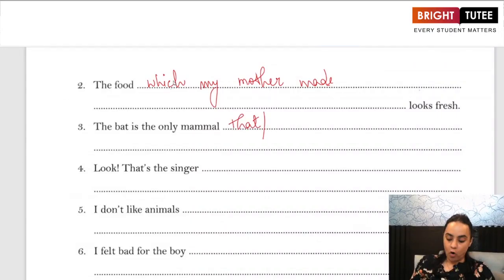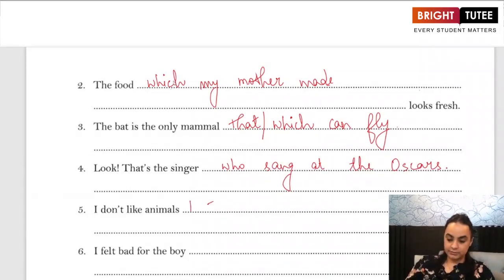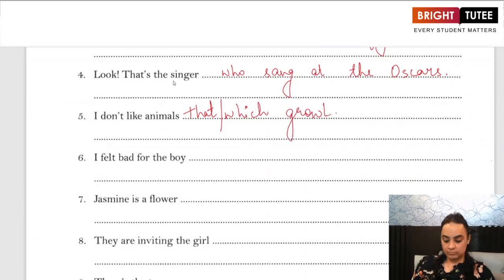Or the bat is the only mammal that, or which, can fly. Next, look, that's the singer who sang at the Oscars. I don't like animals that, or which, growl like a lion.